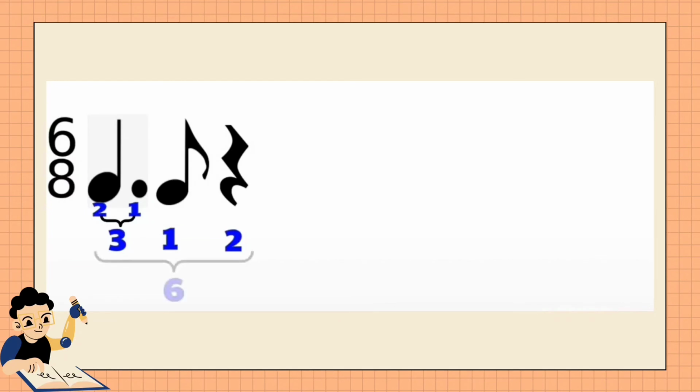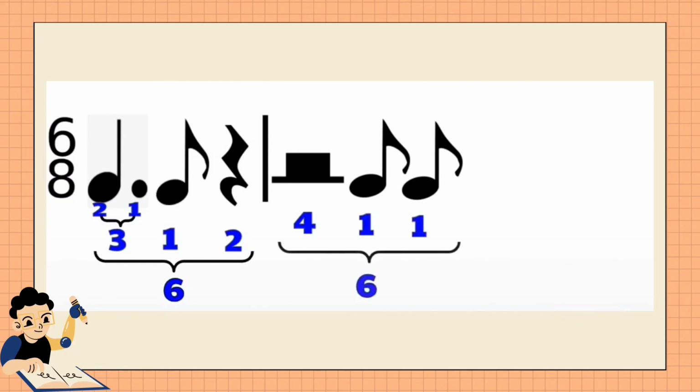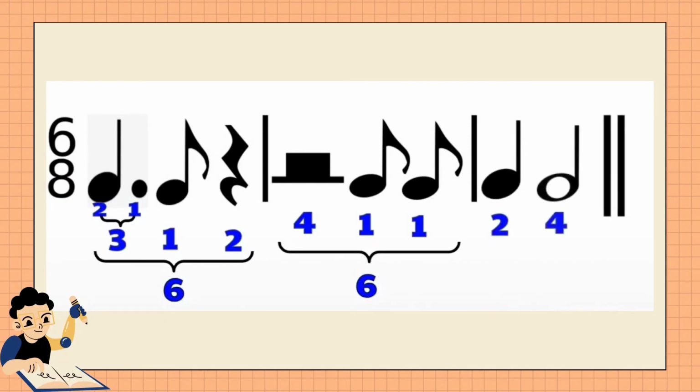Let's insert a bar line for the next measure. Let's have a half rest which has 4 beats and two 8th notes to make 6 beats again. A bar line has to be inserted for the last measure. Let's have a quarter note and a half note to make 6 beats. Now, we have our second rhythmic pattern in 6/8 time signature. See? Creating rhythmic pattern in 6/8 time signature is as easy as that.